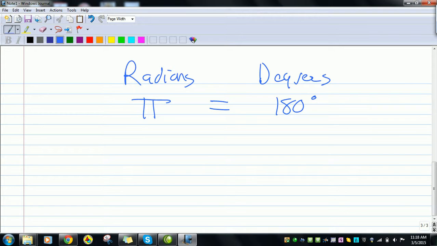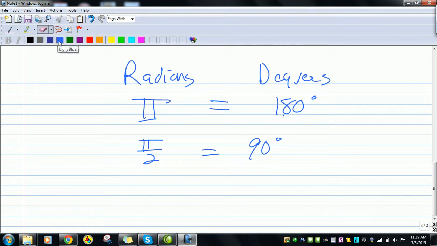So therefore there are some benchmarks. If pi is 180, then pi over 2 radians would be the same thing as, just divide by 2, that would be 90 degrees. So that's a good benchmark. If I know pi over 2 is 90 degrees, then 3 pi over 2 would be 3 times 90, or 270 degrees. 5 pi over 2 would be 5 times 90, or 450 degrees.